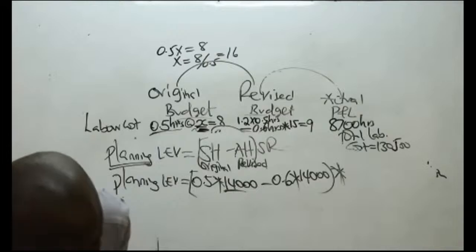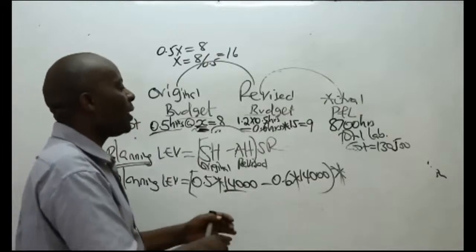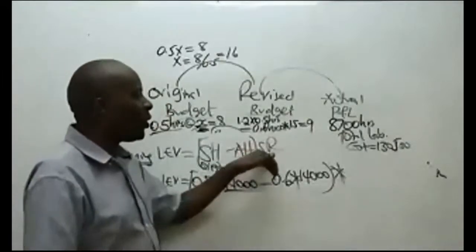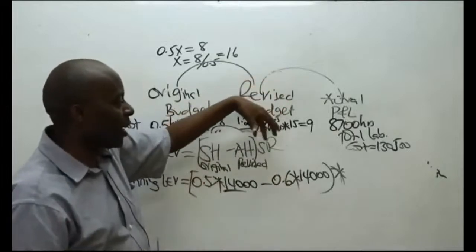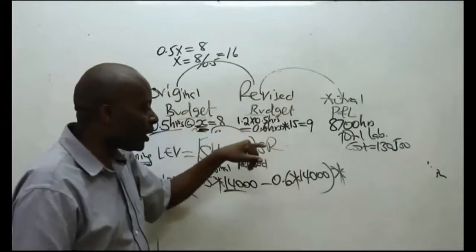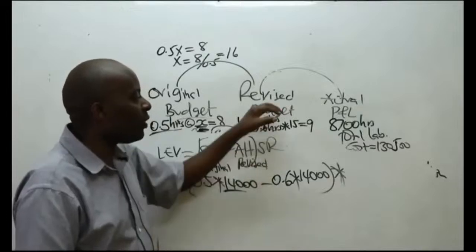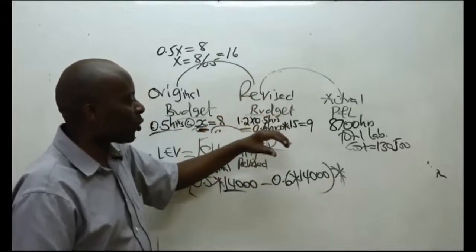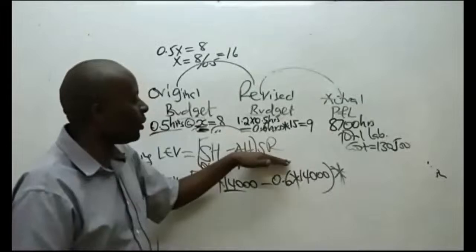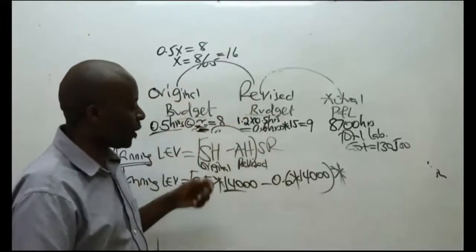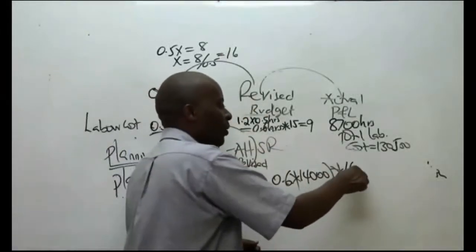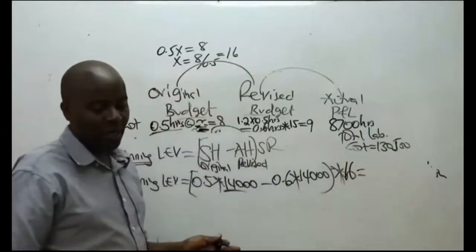Others are saying 15. Remember, outside here, what do we say? We can never pick from the revised. Anything that is outside here can never be picked from the revised. So it means that this SR has to be the original standard rate, which is 16. Thank you very much for trying. And of course, we're wrong. It's part of the game.